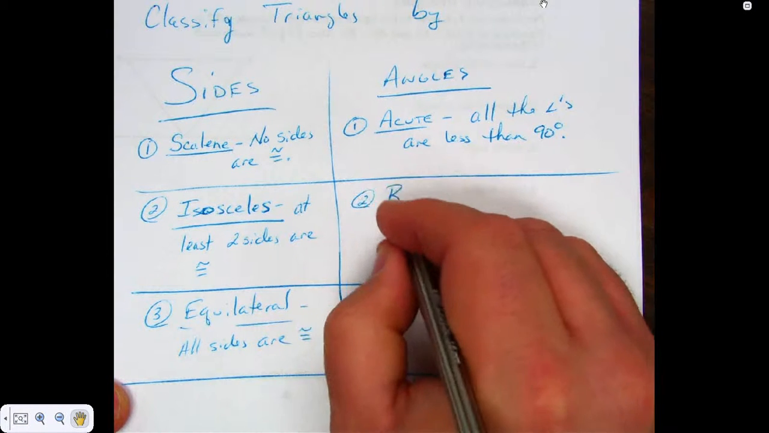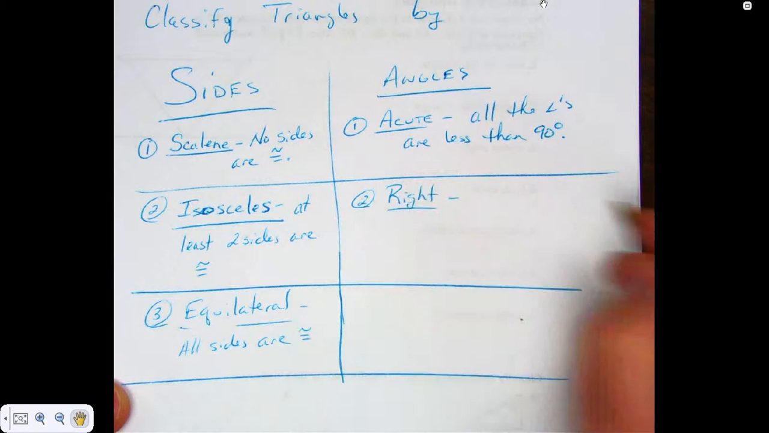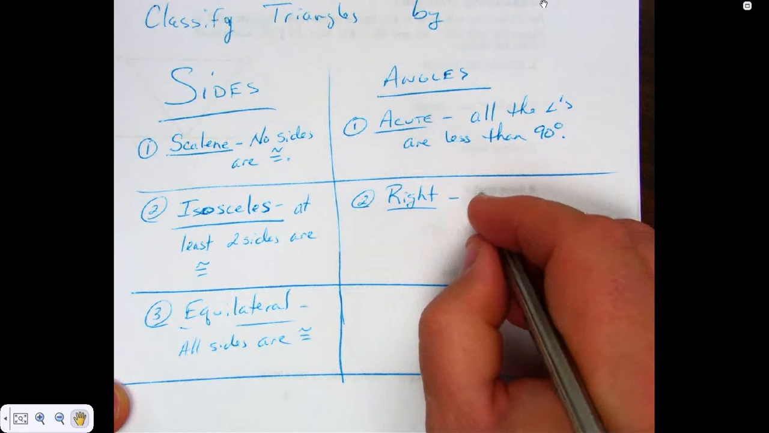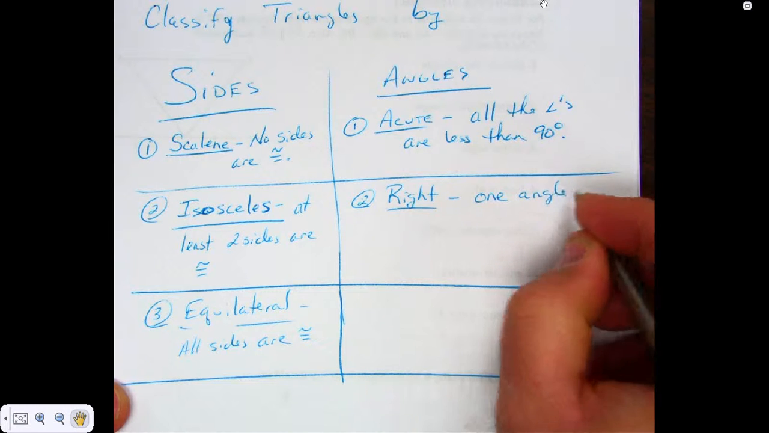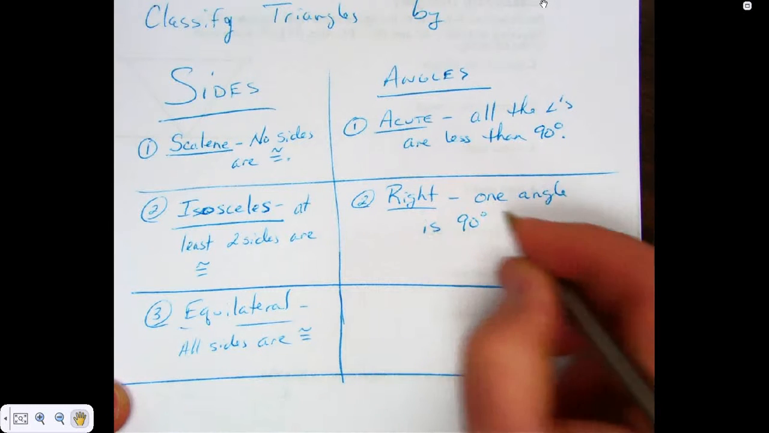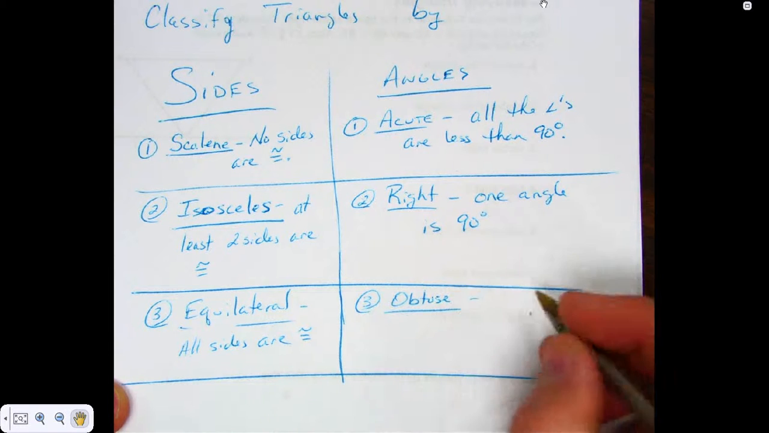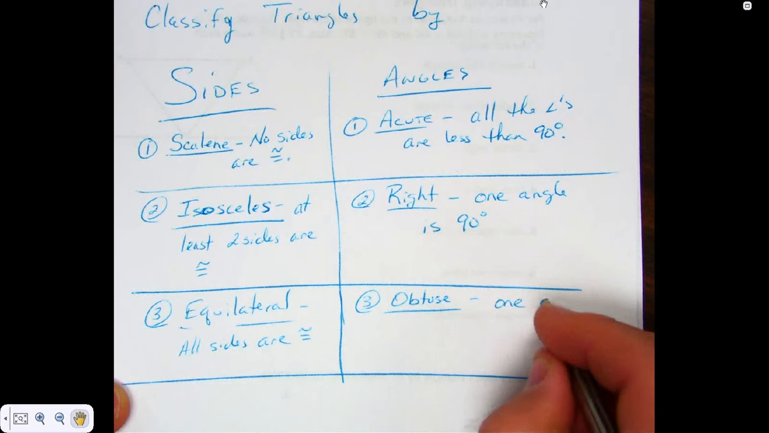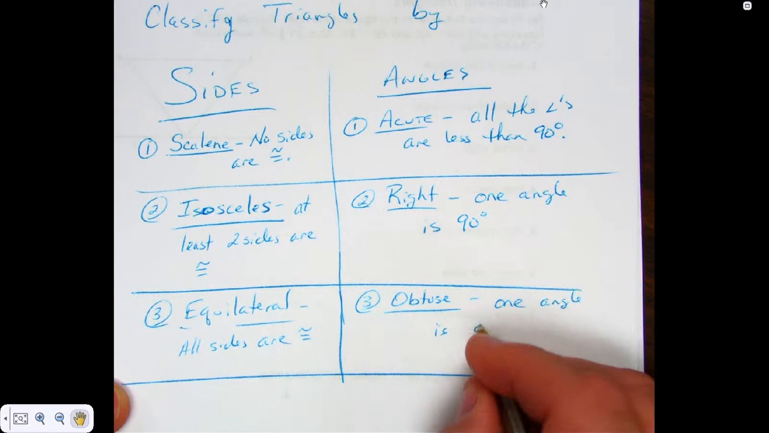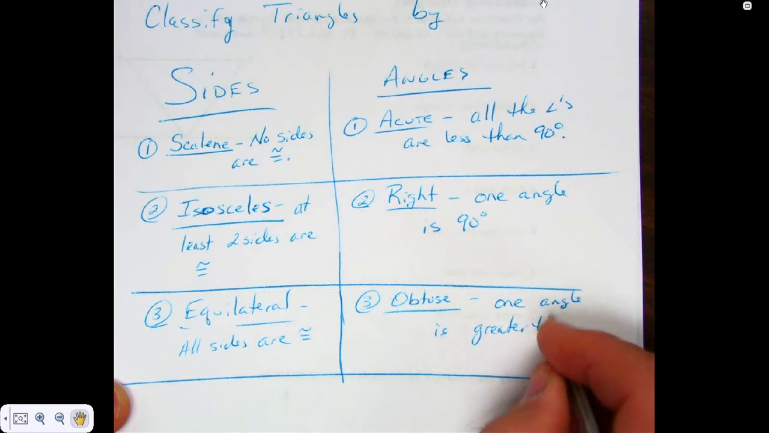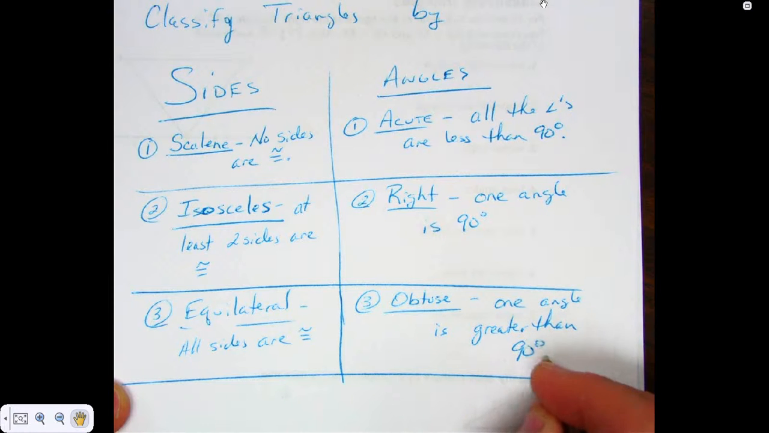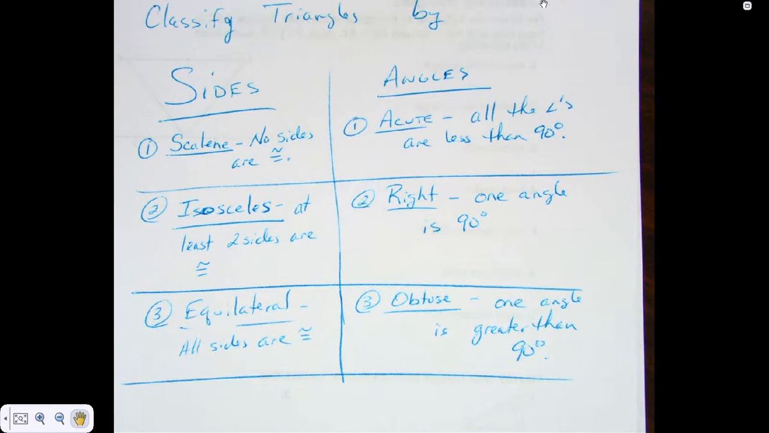Because with a right triangle, what does it mean? One angle is what? And then the third one, which is what? Obtuse. One angle is what? Greater than 90 degrees. Those are our different types there. Okay, and this should all be a review. You should have dealt with this in some way, shape, or form in other math classes before you've gotten to us.